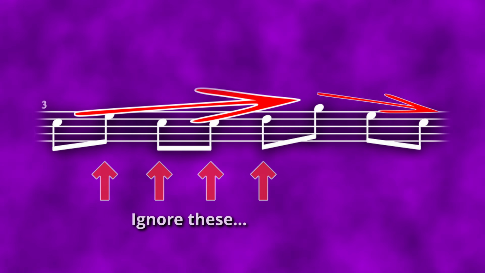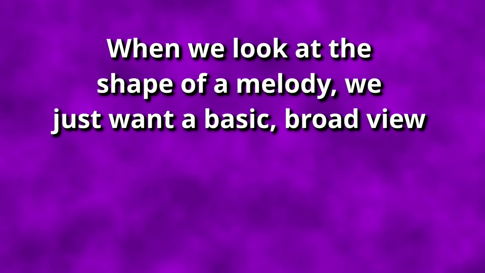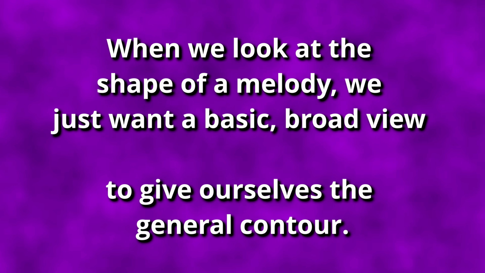It's not some complicated combination of up, down, flat, up faster, etc. We just draw a big line through the main arc of the melody, and we end up with an ascending and descending melody where we ignore these notes that are meandering around here and there. When we look at the shape of a melody, we just want a basic, broad view to give ourselves the general contour. And this stuff is great to keep in mind because even though it's a simplistic and basic way to view the melody, it allows you to focus on the bigger picture ideas. Kind of like taking a step back and looking at how the melody sits in context of the music.